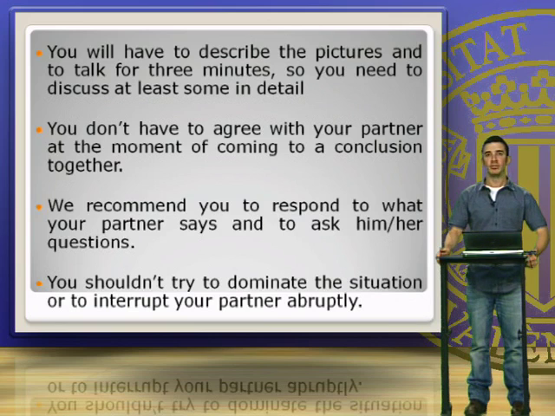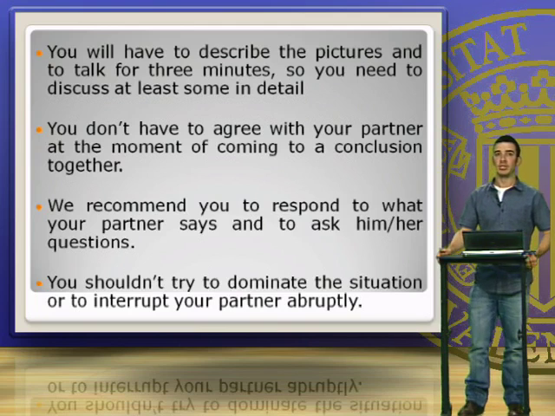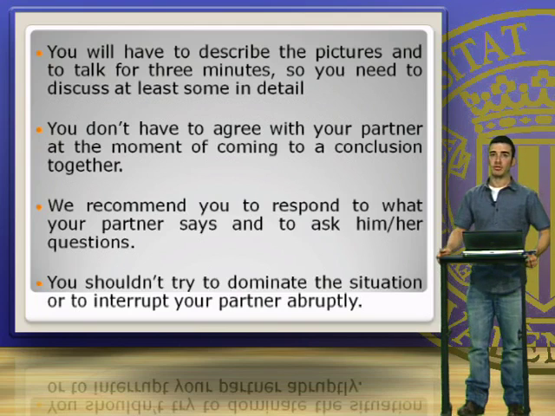And we recommend you to respond to what your partner says and to ask him or her questions. What you shouldn't do is try to dominate the situation or interrupt your partner in an abrupt way. Please don't do it, because that could be dangerous when trying to speak in this part.